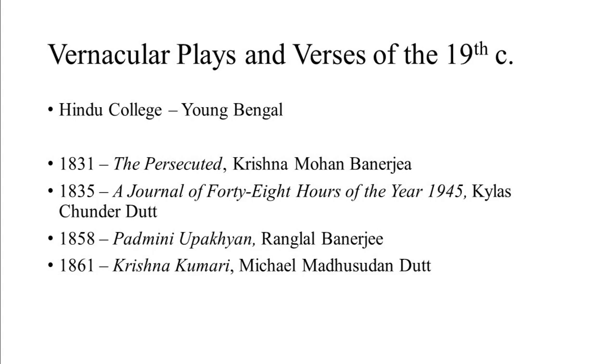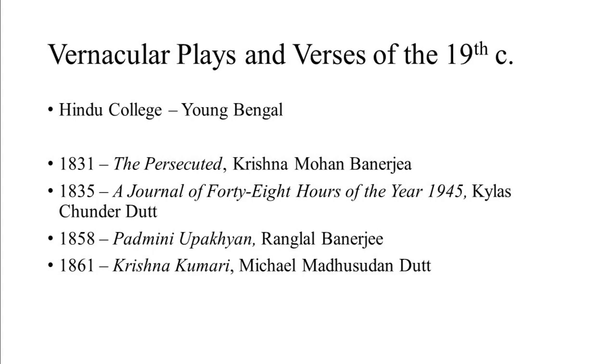In 1831, The Persecuted is written by Krishna Mohan Banerjee, and it is about a young Hindu Orthodox who loses faith in his religion. When he writes this, Banerjee is 18 years old, and later in his life, he loses faith in the Hindu Orthodoxy and converts to Christianity. He was one among the Young Bengal, the group of Derozio's disciples.